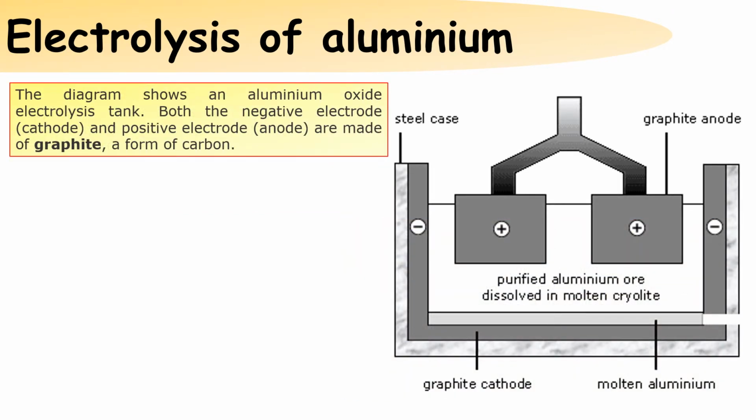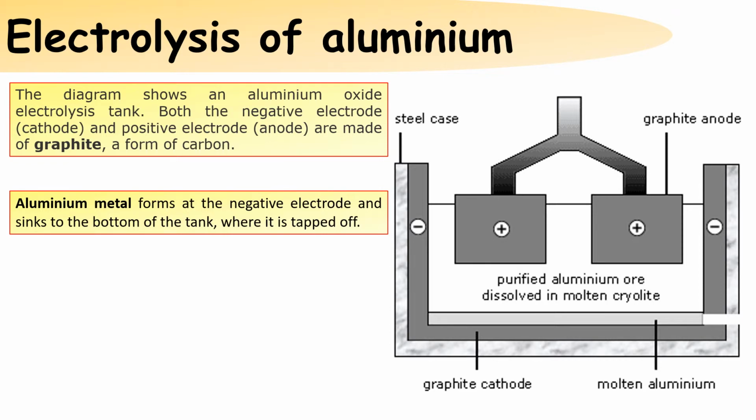The diagram shows an aluminium oxide electrolysis tank. Both the negative electrode and the positive electrode are made from graphite, which is a form of carbon. The aluminium metal forms at the negative electrode and sinks to the bottom of the tank. Because the aluminium ions are positively charged, they move to the negative electrode and gain electrons.